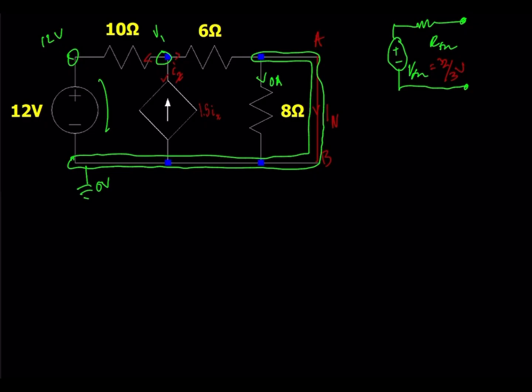This is just a custom. You can say that they're all entering the node. You can say that 2 are entering, 1 is exiting. It is arbitrary. You'll just get some signs flipping.